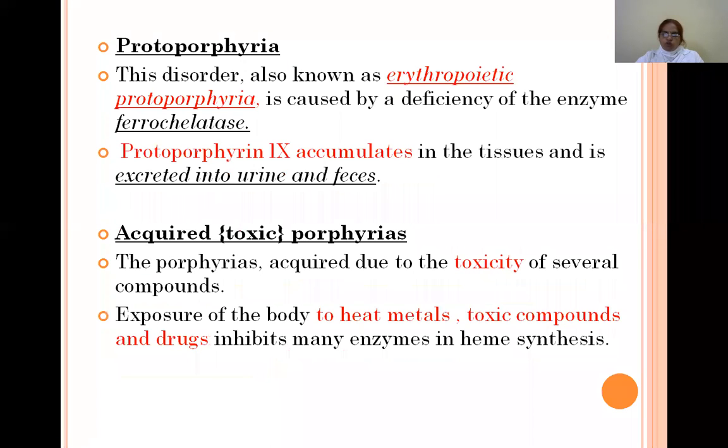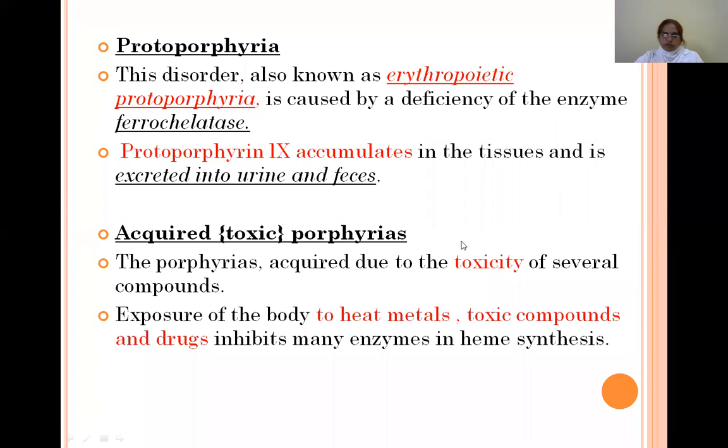Now see protoporphyria, also known as erythropoietic protoporphyria. This is caused by the deficiency of the enzyme ferrochelatase. So protoporphyrin IX accumulates in the tissues and is excreted into the urine and feces.